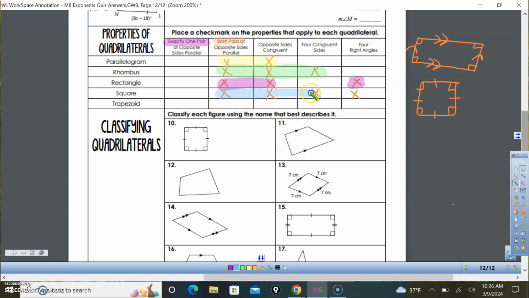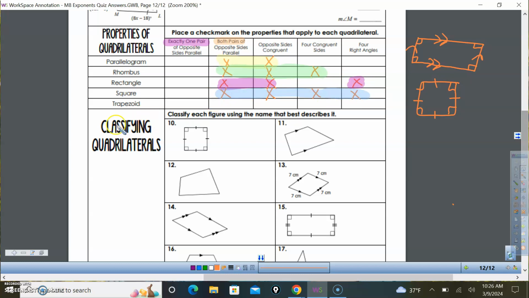So it's really easy to see for a square. A square meets all the requirements of a parallelogram. It's got these two check marks. It meets all the requirements of a rhombus because it's got this one added on. It meets all the requirements of a rectangle because it has this one added on. So a square is the most specific one of all of these shapes.